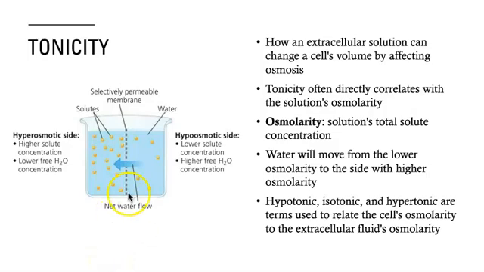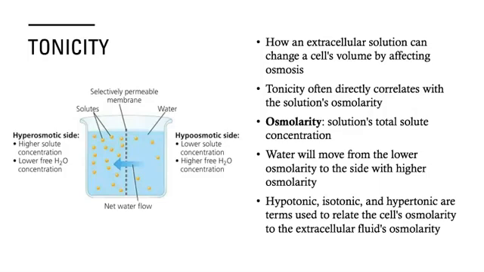And this really is how the extracellular solution can change the cell's volume by affecting osmosis. So we will find that tonicity is going to correlate with the solution's osmolarity. So first, let's define what osmolarity is. That's going to be a solution's total solute concentration. If we're looking at this left side here, we can see that we have a lot more solutes. And so we would call this a hyperosmotic solution, meaning it has higher osmolarity, whereas on this side, it's a hypoosmotic solution, meaning we've got fewer solutes in here. So naturally, water is going to want to move from the right over to the left in order to have that equal distribution of water per solute.